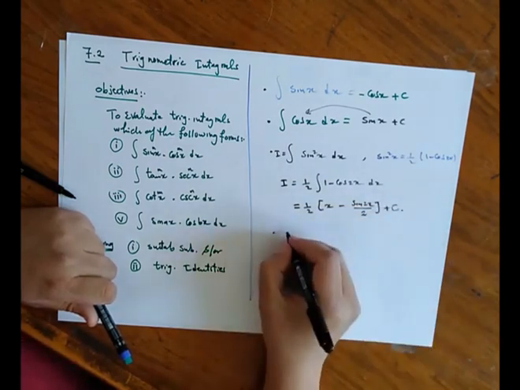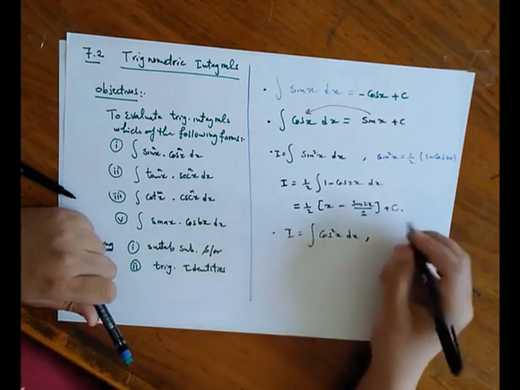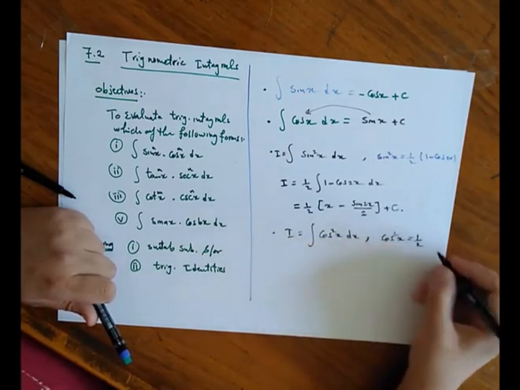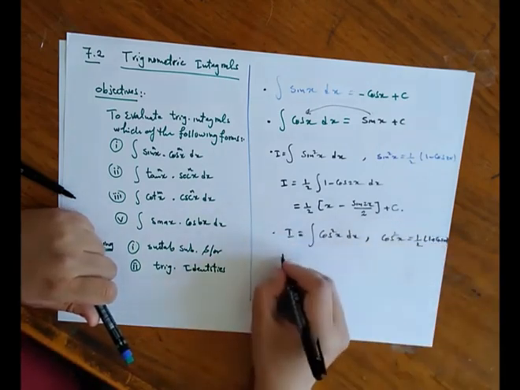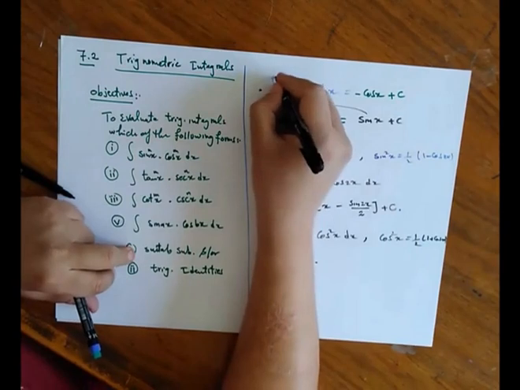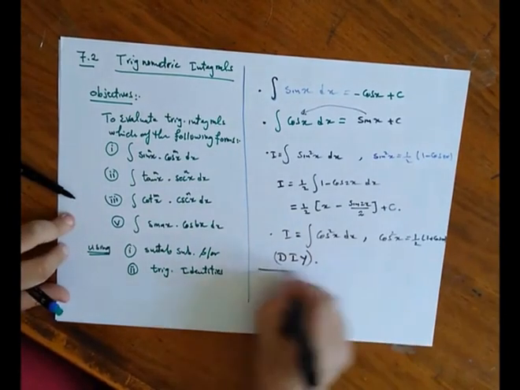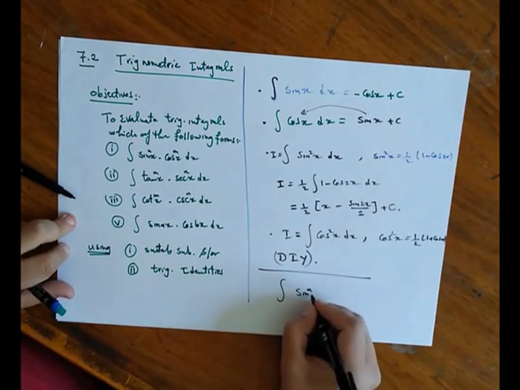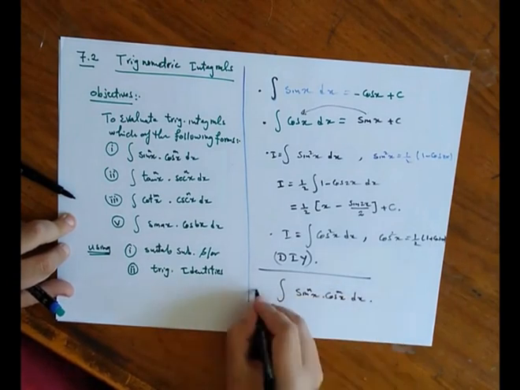And also you can do the same for cosine square x with respect to x. I will leave it to you. You will use the double angle formula, which is half times 1 plus cosine 2x. So do it yourself. So we know some information about the trig integrals, but today we are interested in this kind of integrals, which is a little bit more complicated: sine x to the power n times cosine x to the power m with respect to x. So let's begin with this one.